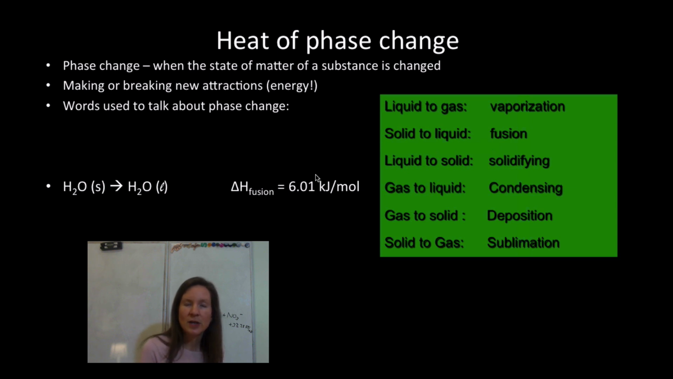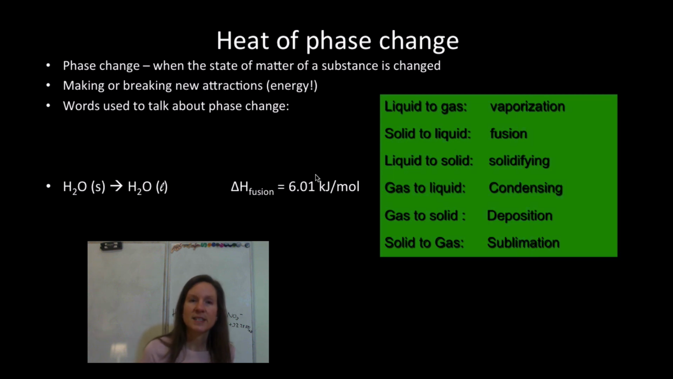Most common new one for people would be that solid to liquid is called fusion, which doesn't make a lot of sense in our brains. But when we see delta H of fusion, that is the heat associated with going from a solid to a liquid. So right here on the screen, going from water solid to water liquid, the heat of fusion in that case is 6.01 kilojoules per mole. So per mole that liquefies, I need to put in 6.01 kilojoules of energy to break enough IMFs to make that process happen.